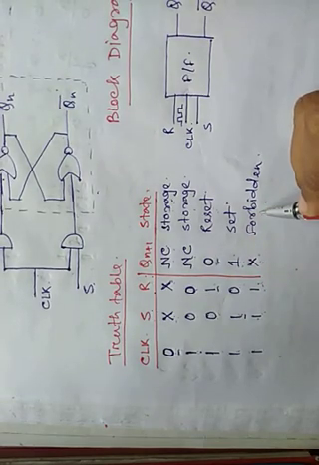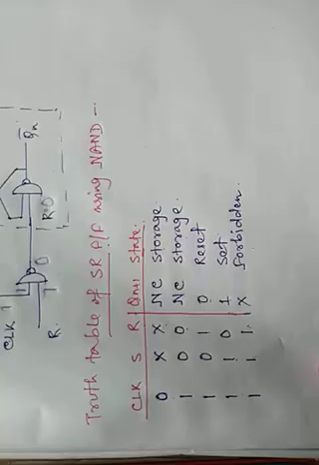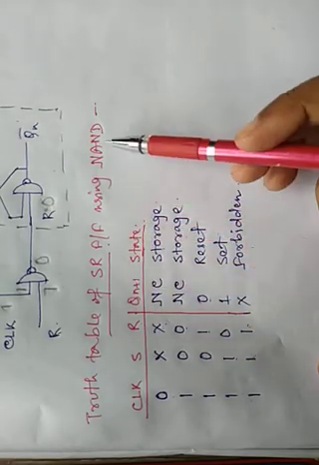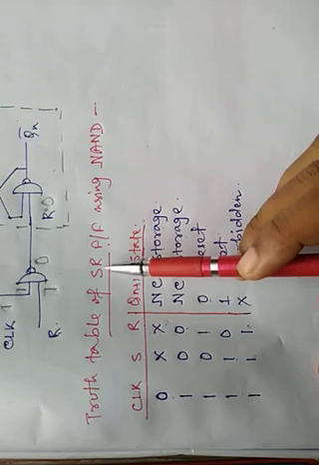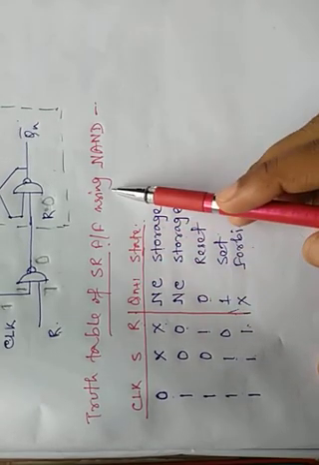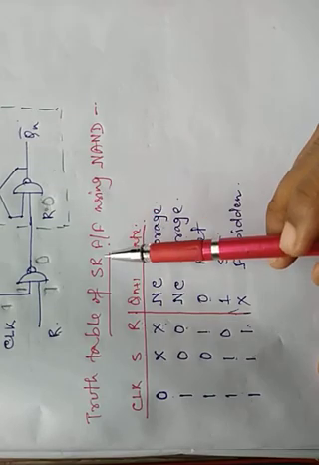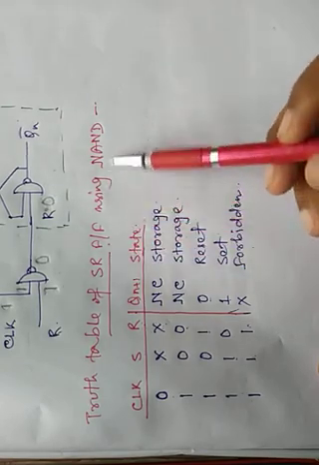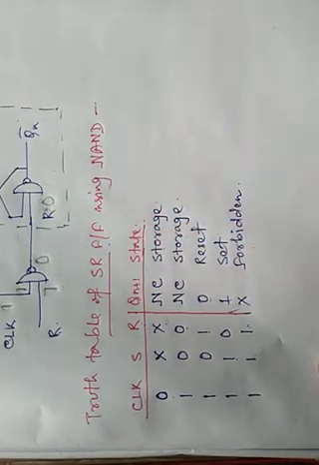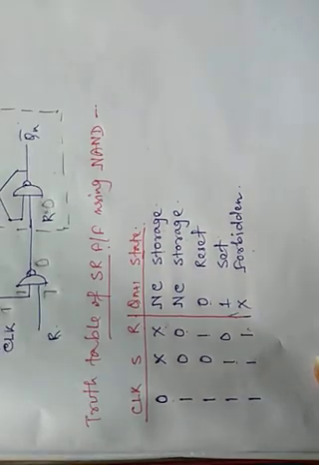in forbidden condition. Okay, so both the truth tables, either using NAND gate or NOR gate of SR flip-flop, will be same. If it is mentioned in the question to draw SR flip-flop using NAND gate or NOR gate, then you should draw that type of flip-flop accordingly, otherwise you can use any one of them.